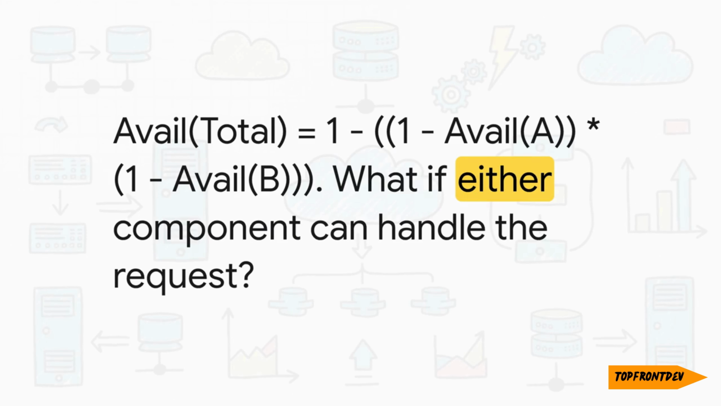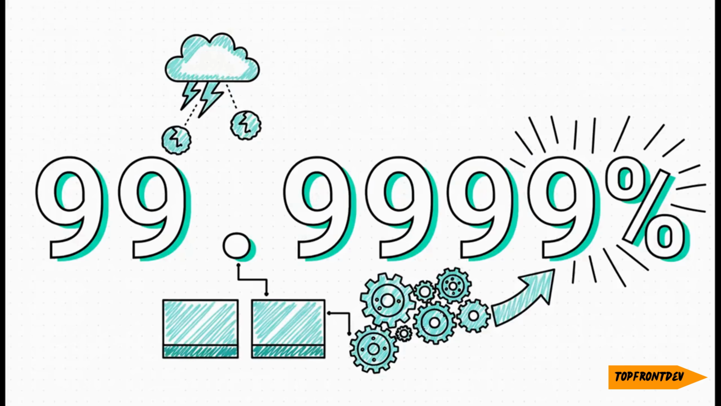Okay, but now watch this. What if we take those exact same components and we arrange them in parallel, so a request can be handled by either A or B? The math here is we figure out the chance that they both fail at the same time, and then we subtract that from 100%. The result, the availability goes through the roof.